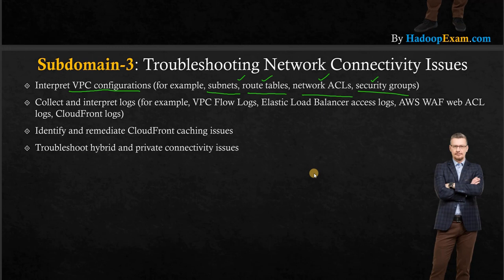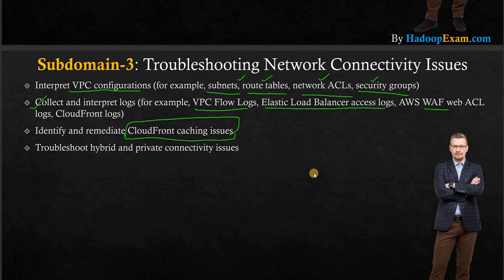Now you need to get the logs, basically, correct? Who is accessing, why it is accessing. So VPC flow logs can help you for that. Elastic load balancer logs, AWS web application firewall logs, ACL logs. So these are all logs you need to be able to collect and monitor. Identify and remediate CloudFront caching issues. Sometimes even if you enable it, it is not cached because there is some reason for that. So you need to solve that problem.